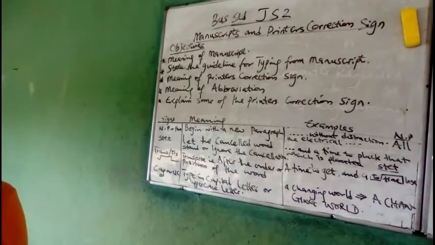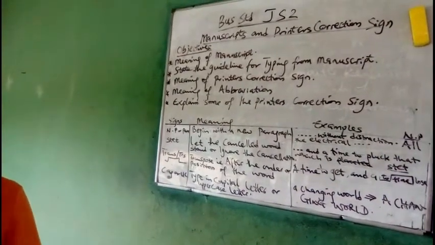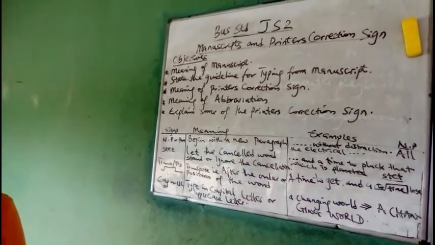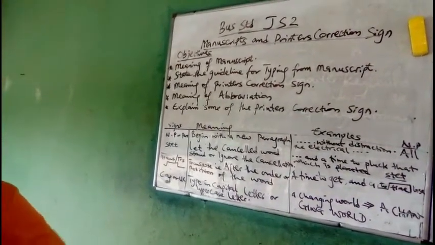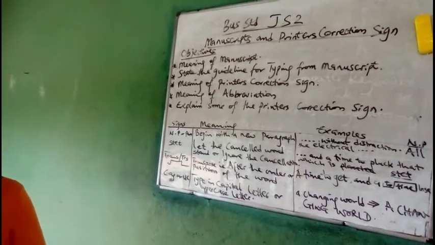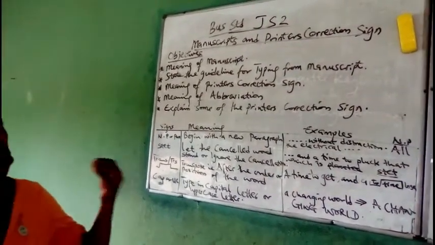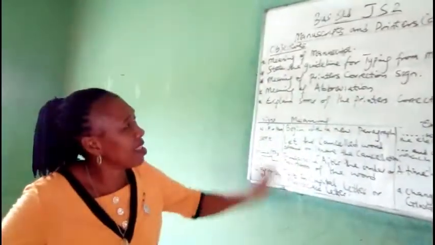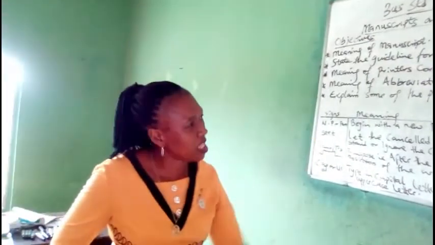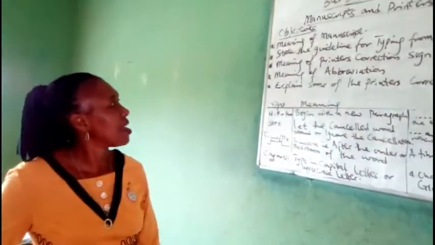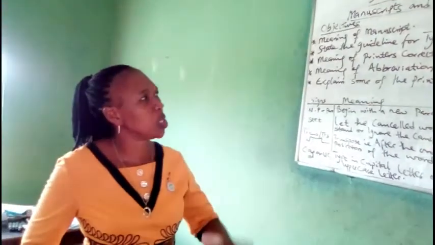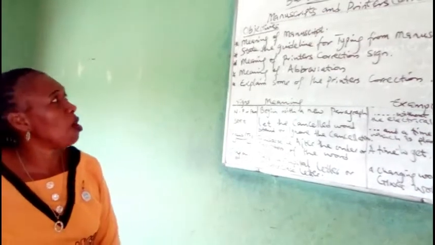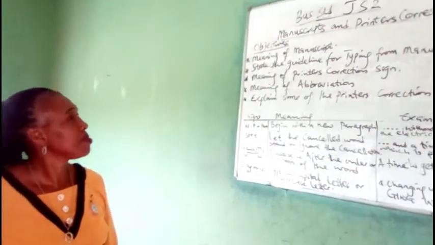It is usually untidy with all sorts of longhand abbreviation, standard abbreviation, correction signs, cancellation, and at times wrong spelling of words. That is the reason why when you write anything, after writing, read it again and again, and make your corrections. All these things are found in the manuscript.